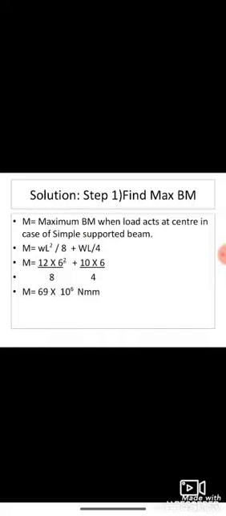Step 1. You have to find the maximum bending moment. M is the maximum bending moment when the load acts at center in case of a simply supported beam. M is equal to small w L square divided by 8 plus capital W L divided by 4. The formula is already given. Substitute the values. M is equal to 12 into 6 square divided by 8 plus 10 into 6 divided by 4. Moment is equal to 69 into 10 raised to 6 Newton mm.